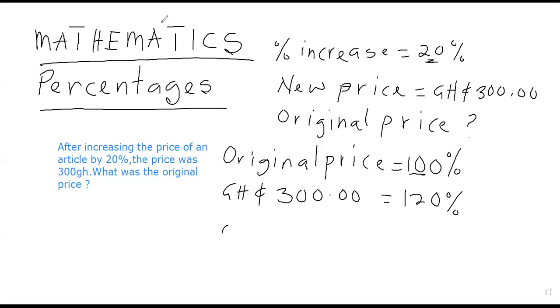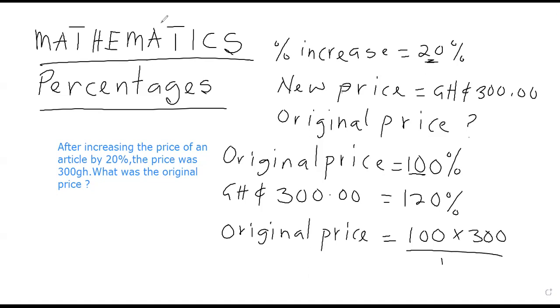So the original price should be equal to 100 times 300 all over 120, because we're going to have less, and if less, more divides. So 120 is more than 100, so we are dividing by 120. So 100 times 300 divided by 120.